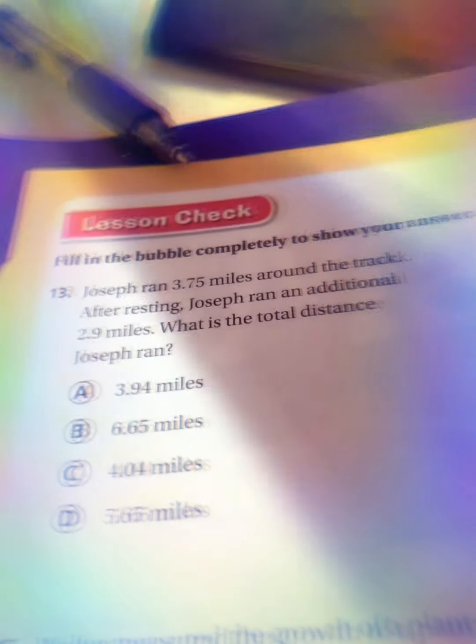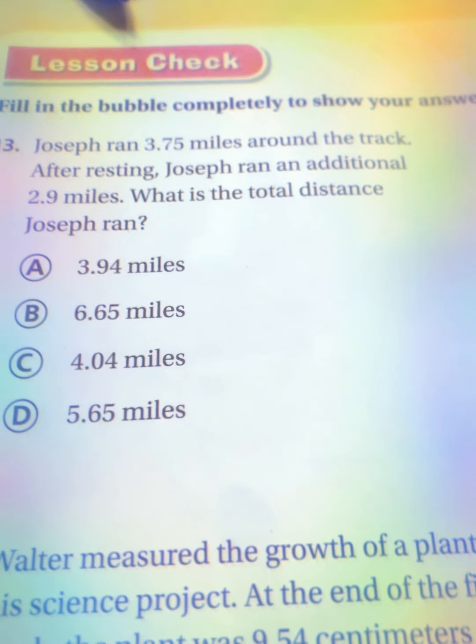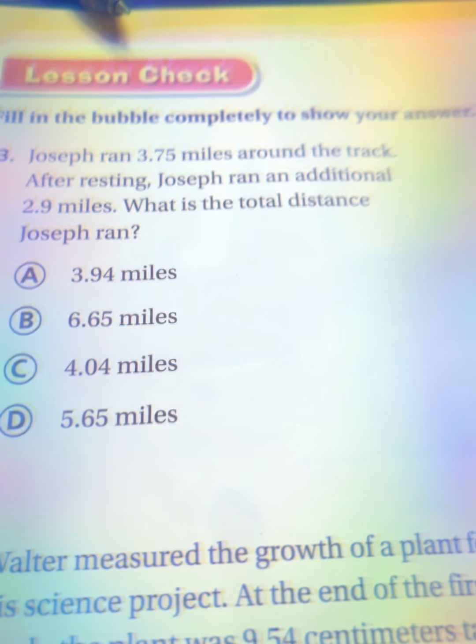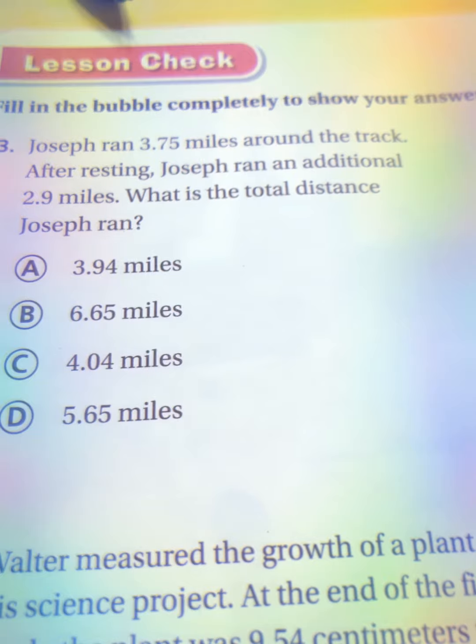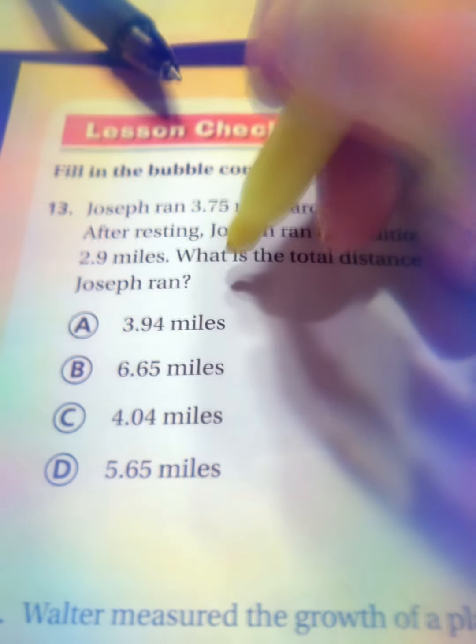So now I'm going to do problem number 13, and I'm going to use my AVID strategies to go along with this. First, I'm going to read the problem. Joseph ran 3.75 miles around the track. After resting, Joseph ran an additional 2.9 miles. What is the total distance Joseph ran? So I've read my question, so now I'm going to underline what it's asking me. What is the total distance Joseph ran? Okay, that is my question.